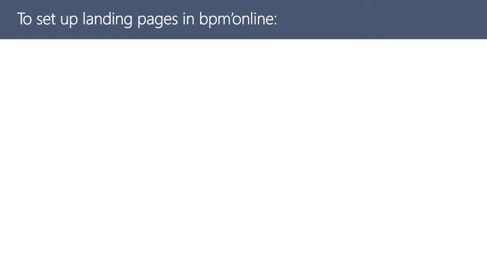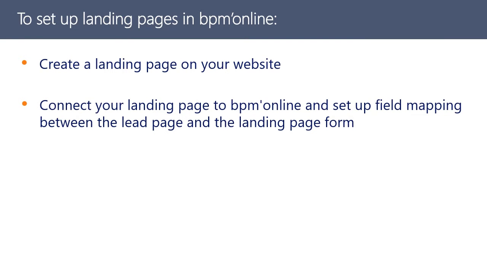To automate this process, you will need to perform the following operations after creating a landing page. In the Landing Pages section of bpm'online, create a new record and connect it to the landing page. Set up field mapping between the bpm'online lead page and fields on the landing page. Set up default values for the lead page fields that are not available on the landing page.